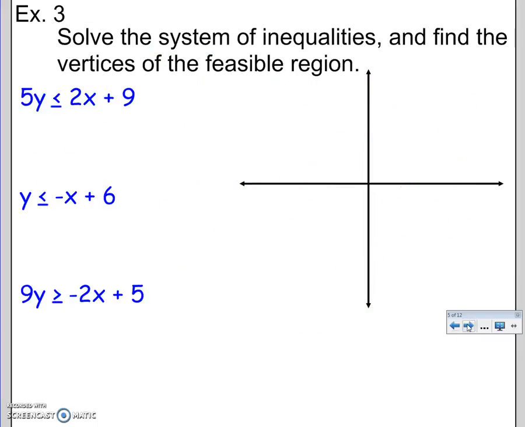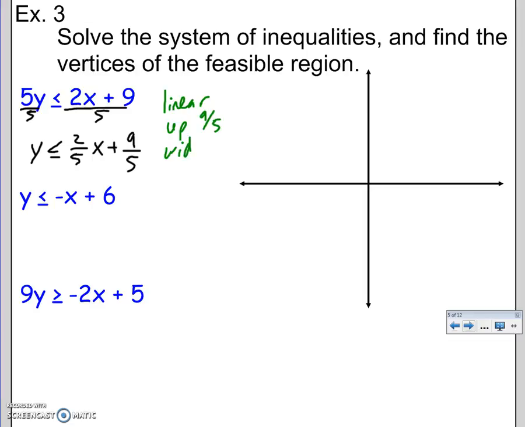Alright, now solve the system of inequalities and find the vertices of that feasible region. So I'm going to graph each one. Y'all know, get y by itself, so I'm going to divide everything by 5. So y is less than or equal to 2/5 x plus 9/5. I'm going to graph that. We know that is linear, up 9/5, which is just about 1.8. It is wider or flatter, and it is solid. So up a little bit, 9/5, let's say it's right here. Wider, it's not flipped. It's going to look like this. And I'm going to say this is 9/5. There.